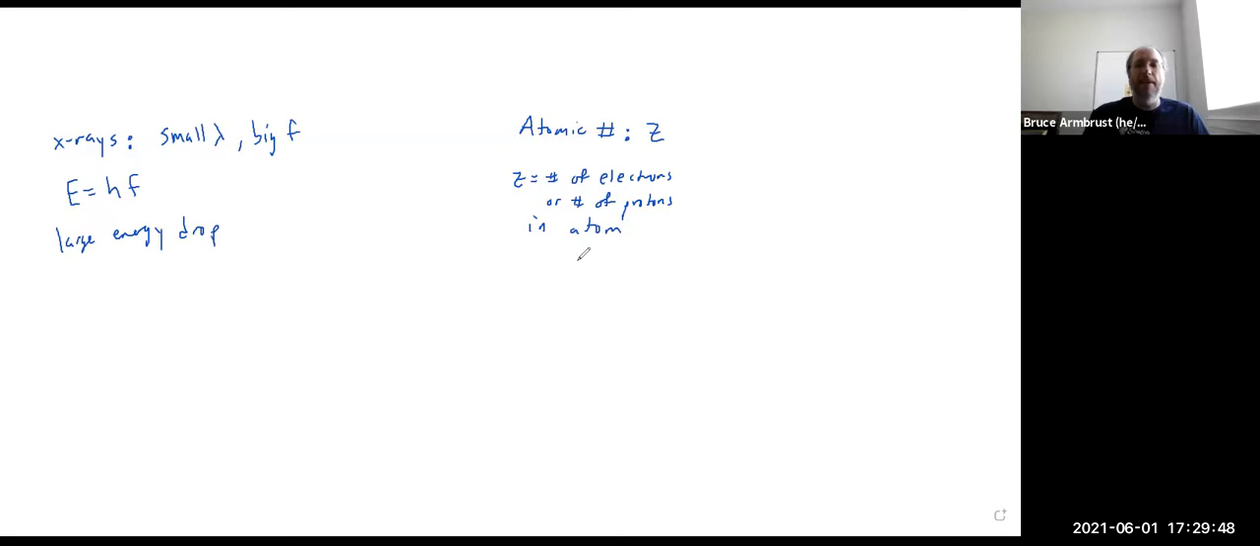Because they end up being neutrally charged. So there's always a proton for every electron, unless it's an ion. But anyway, Z is just the number of electrons or the number of protons. So like hydrogen, Z equals 1, Z equals 2 is helium, 3 is lithium, and so on. Those are the little numbers that are in the corner of the squares in the periodic table.